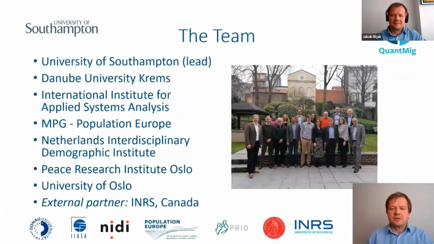QuantMig is executed by a consortium of 7 European migration research institutions, led by the University of Southampton from the United Kingdom, and including Danube University Krems and International Institute for Applied Systems Analysis from Austria, Population Europe from Germany, the Netherlands Interdisciplinary Demographic Institute from the Netherlands, as well as Peace Research Institute Oslo and the University of Oslo, both from Norway. The Institut National de la Recherche Scientifique from Canada is an external partner of the project.